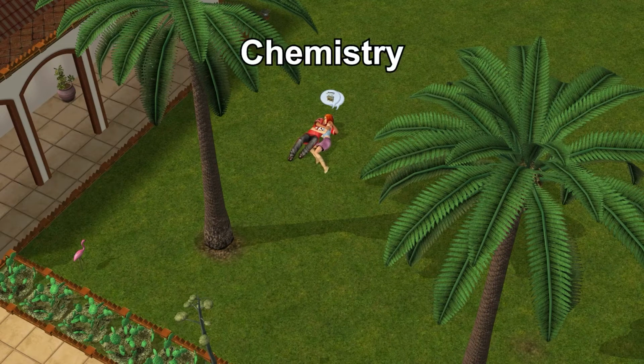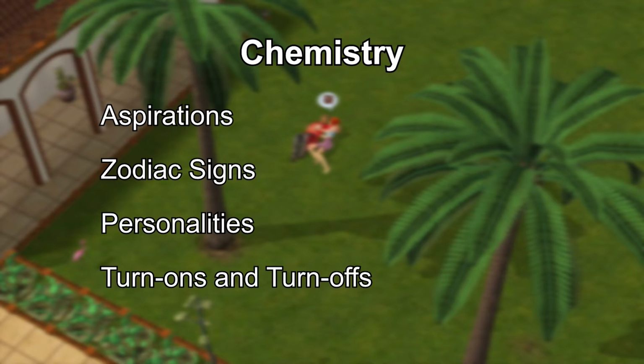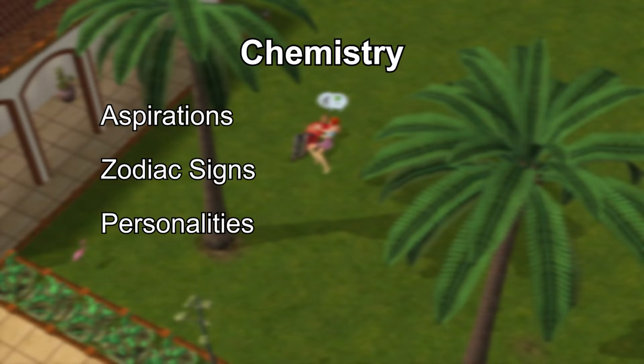To determine how much chemistry there is between two Sims, the game looks at several things: their aspirations, their zodiac signs, their personalities, and their turn-ons and turn-offs. And then there's some other things like the genie's beauty wish or the je ne sais quoi vacation benefit, but we're not concerned with that here. I'm also not going to talk about turn-ons and turn-offs actually, because pre-made Sims get randomly generated ones, so the Romeo and Juliet in my game aren't going to have the same as in yours.